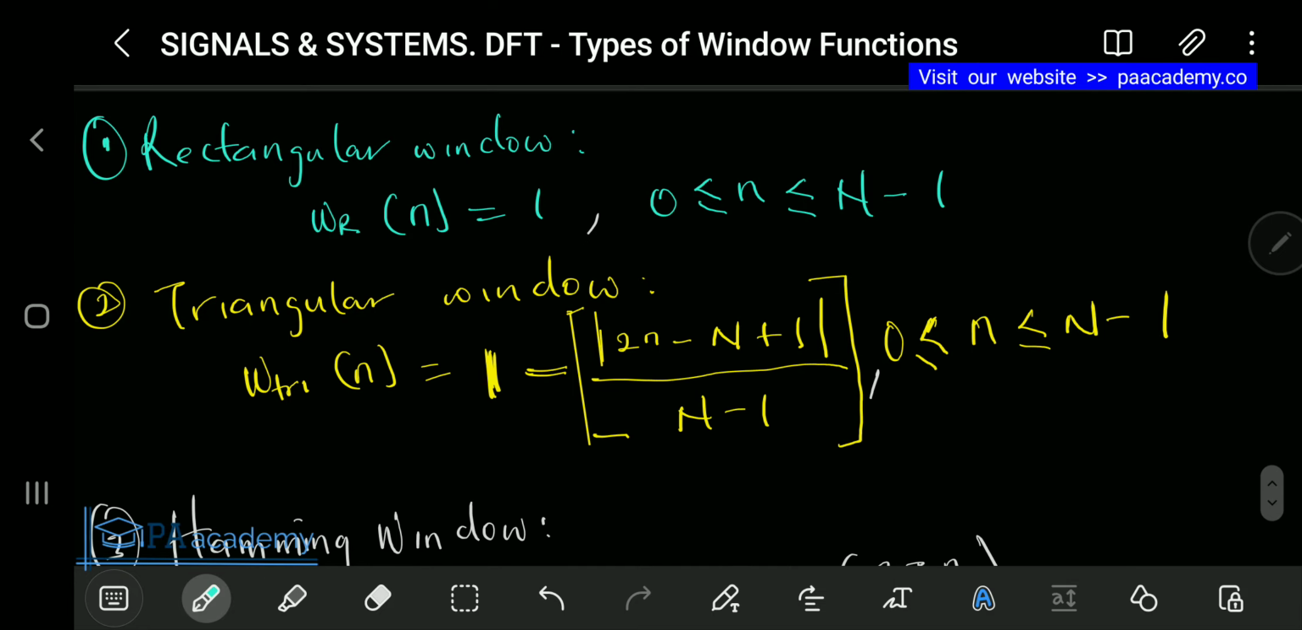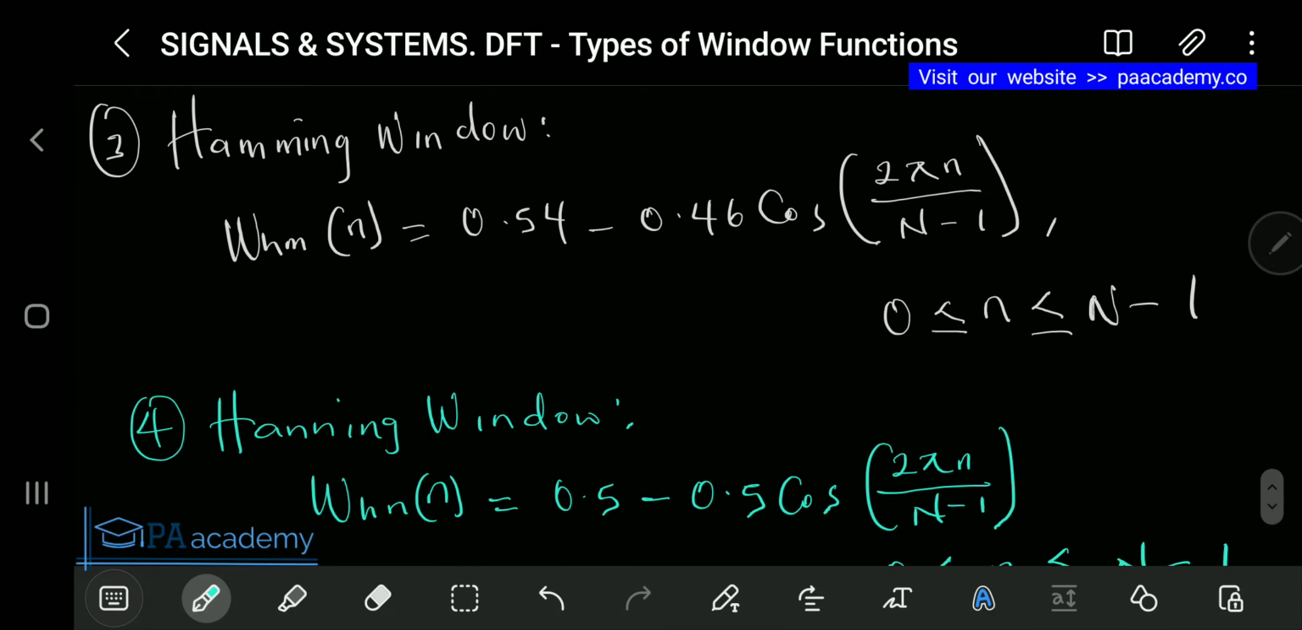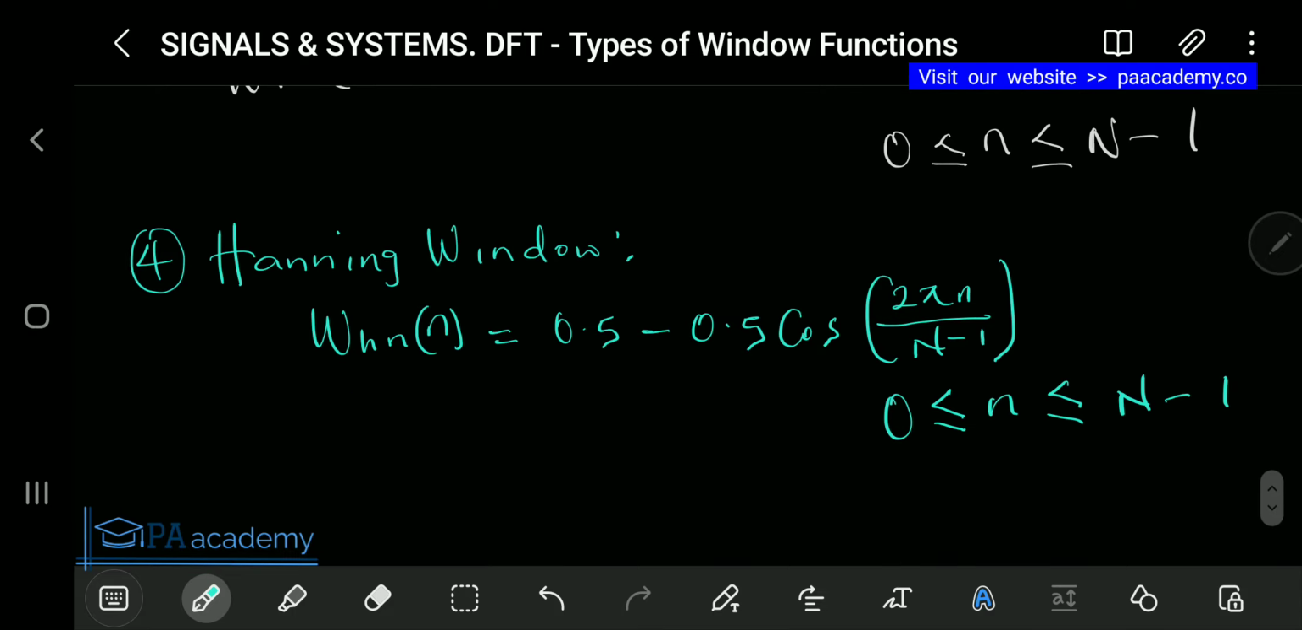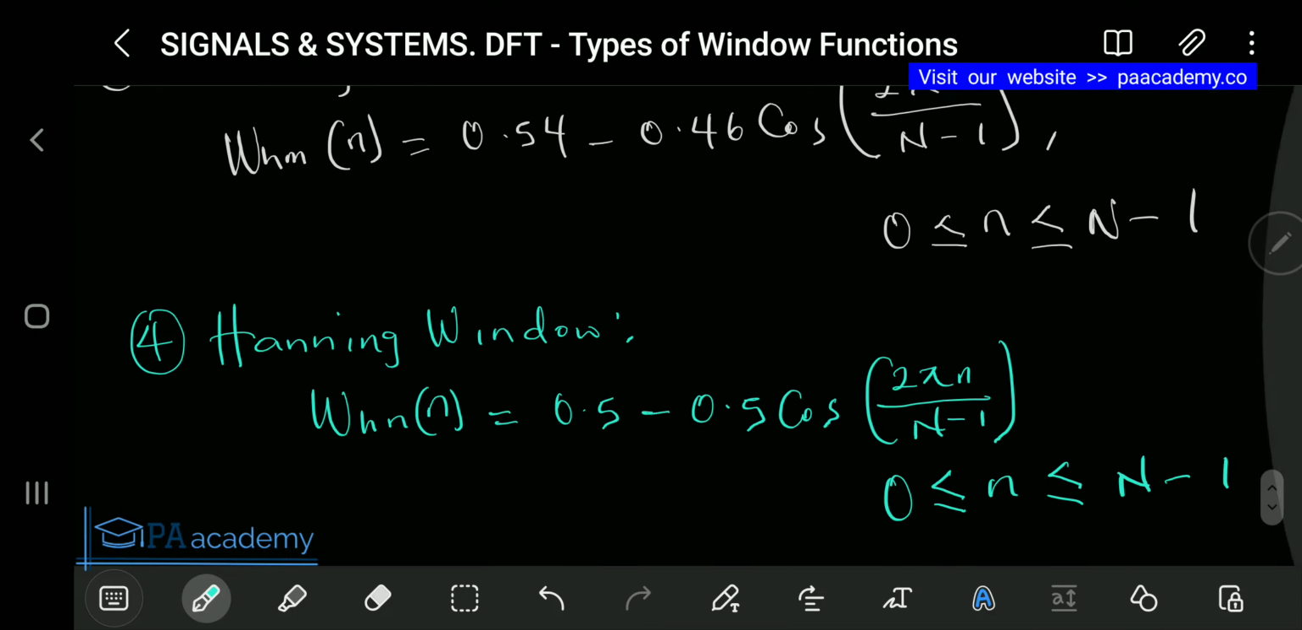You might need to just take down these expressions so that when we are solving examples on them, you can easily make reference to them.